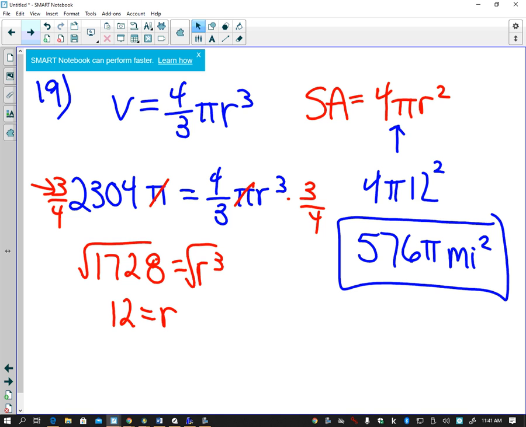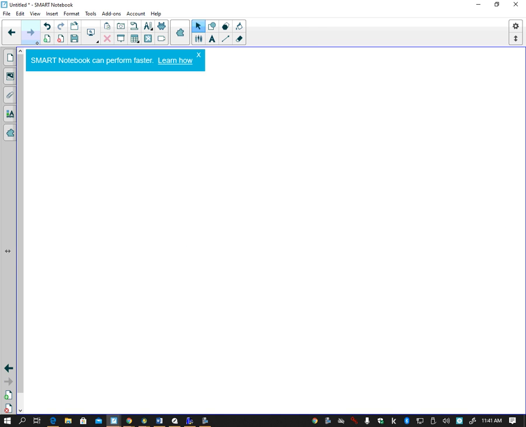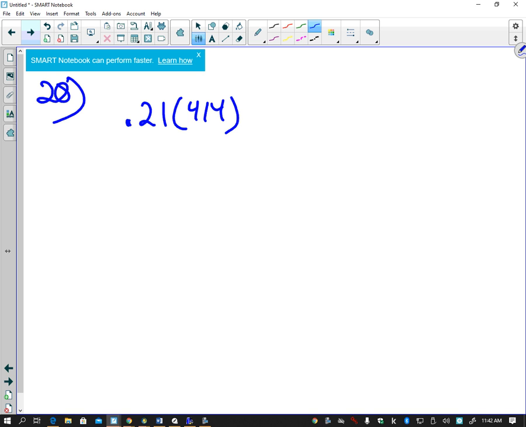Pi's cancel out. Yep. All right, number 20. How much water should be added to 414 ounces of a 21% alcohol solution to get an 18% alcohol solution? So with this, we want to consider that we have a percent of something times an amount at that percent. Okay? So what they start out with is you have a 21% alcohol solution, and a percent is going to be written as a decimal first. All right? And we have a certain amount of that. We have 414 ounces of it.